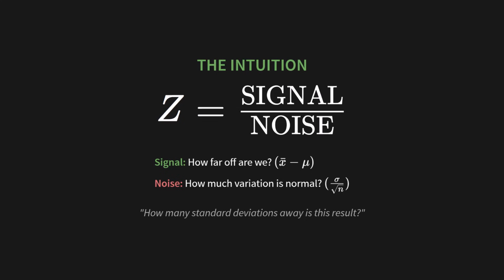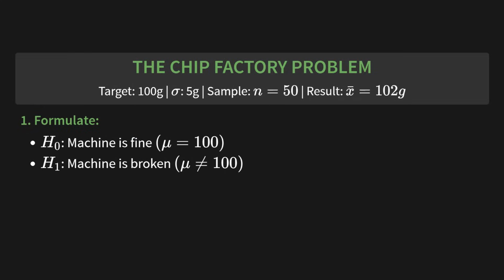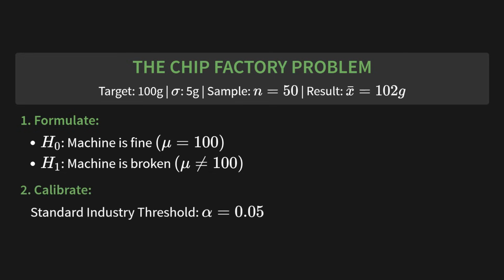Step 1, formulate. Our null hypothesis, H0, is that the machine is fine. The true mean, mu, is 100. The alternative hypothesis, H1, is that the machine is broken and mu is not 100. Step 2, calibrate. We'll stick with the standard industry threshold. Our alpha is 0.05. Now for the fun part.